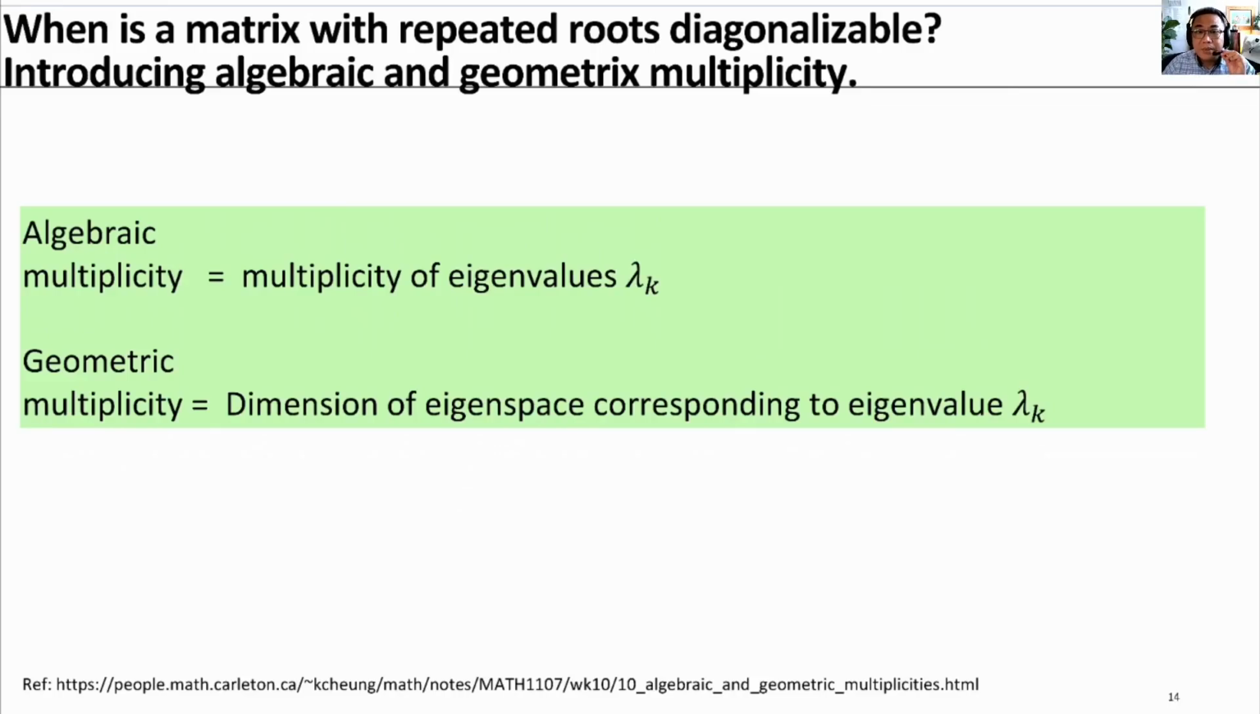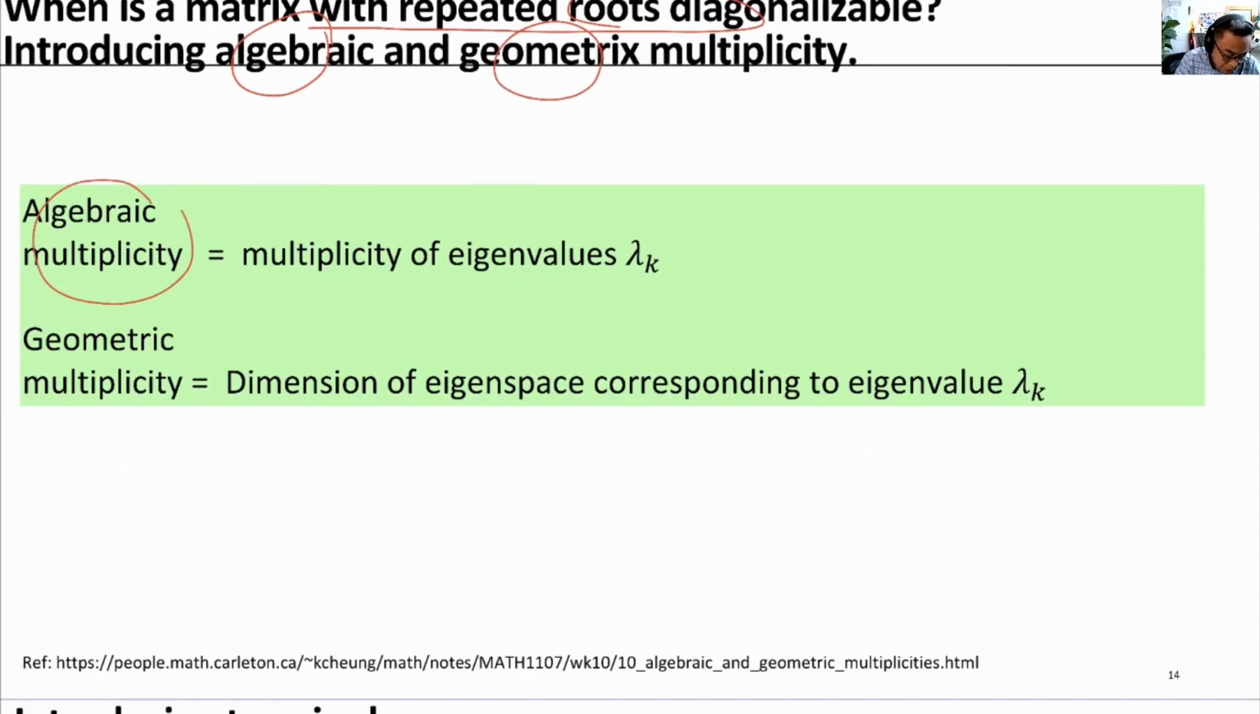We now wish to examine when a matrix with repeated roots, or repeated eigenvalues, is diagonalizable. The terms we now want to introduce are called algebraic and geometric multiplicity. Algebraic multiplicity means how many times a particular eigenvalue is repeated.